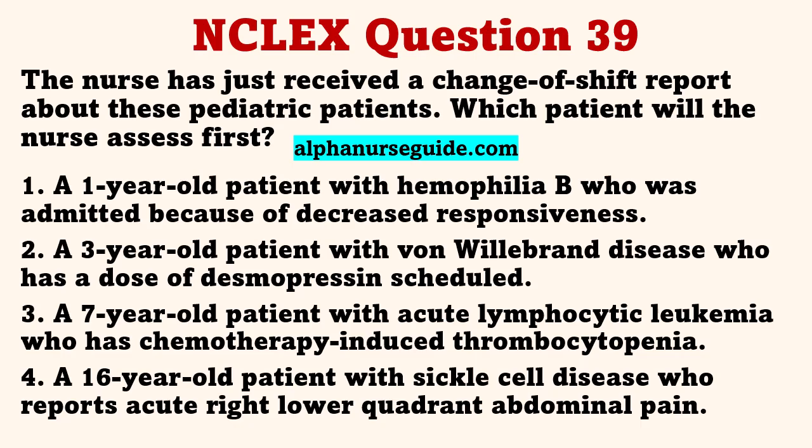The correct answer is 1. A 1-year-old patient with hemophilia B who was admitted because of decreased responsiveness. Because decreased responsiveness in a 1-year-old patient with a clotting disorder may indicate intracerebral bleeding, this patient should be assessed immediately. The other patients also require assessments or interventions, but are not at immediate risk for life-threatening or disabling complications.